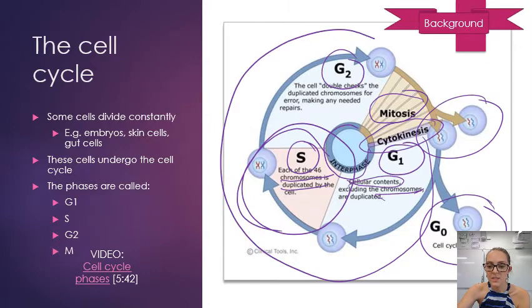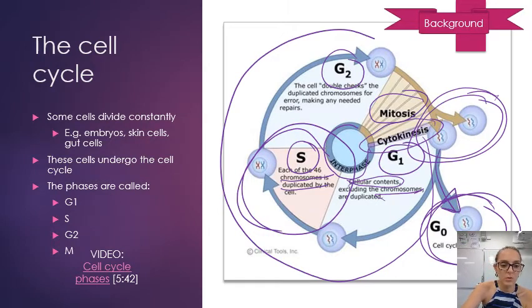And this G0 phase here is really important because, like I said, with particular cells like nerve cells, once they've undergone division and we've got our newly formed cells, those cells leave the cell cycle, and they call it cell cycle arrest. And that means that those cells are no longer going to be undergoing any type of cell division. And cell division is complete for those cell types.